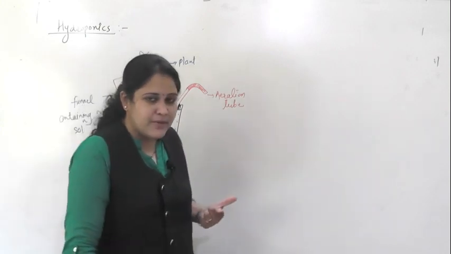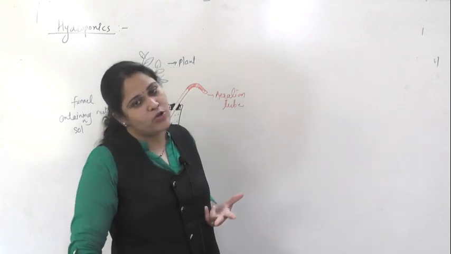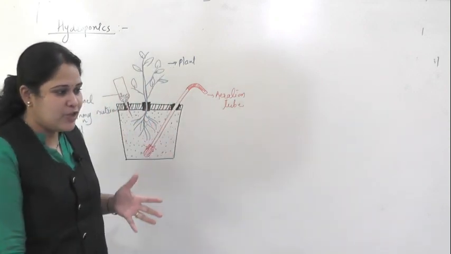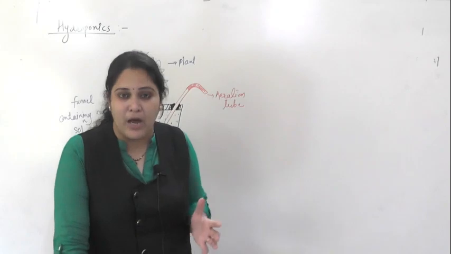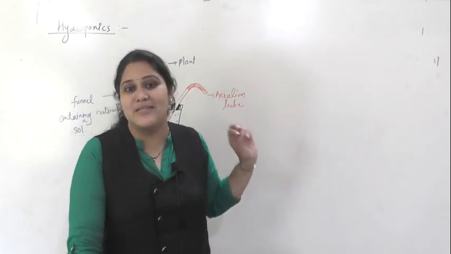We know that carbon, hydrogen, oxygen are also minerals. The plant body is mainly composed of carbon, hydrogen, oxygen. So these are essential.